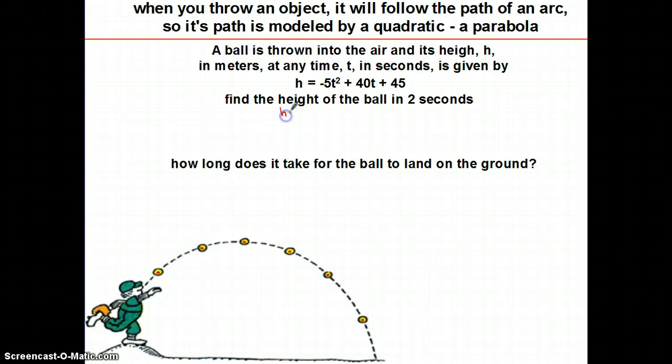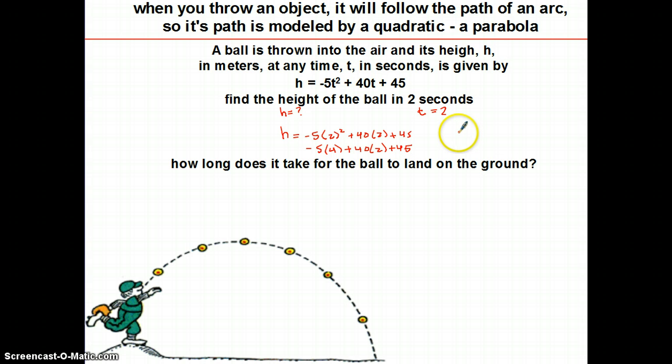So we're trying to find h, and we are given the time. The time here is 2 seconds, or 2. So all I'm going to do is leave h as a variable, but plug in 2 everywhere I see a t. So I have negative 5 times 2 squared, plus 40 times 2, plus 45. This becomes negative 5 times 4, plus 40 times 2, plus 45.